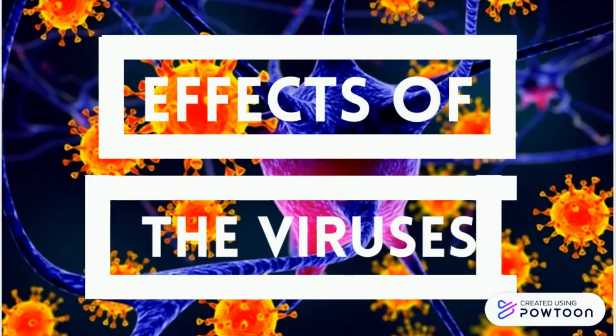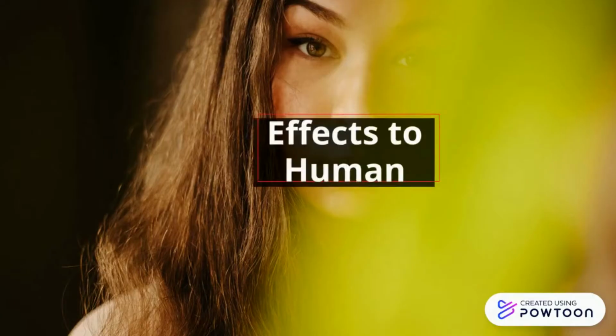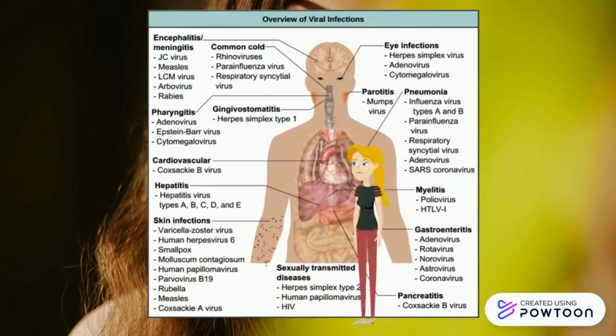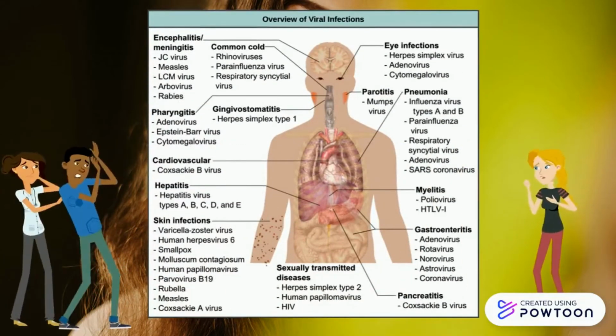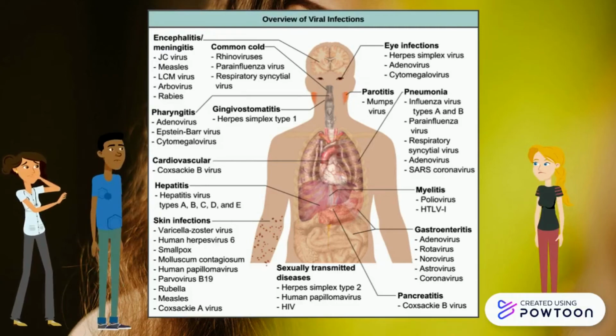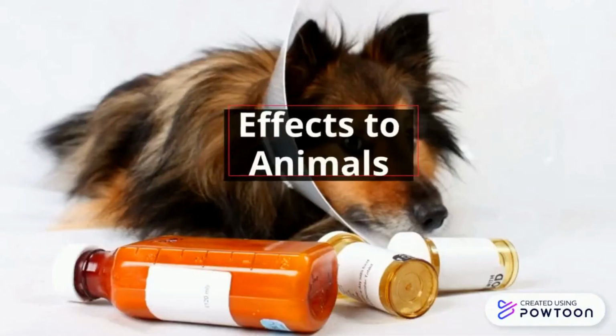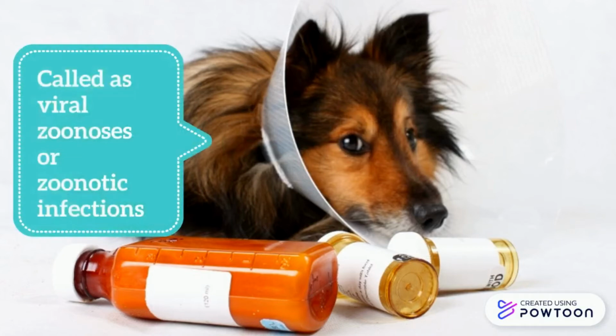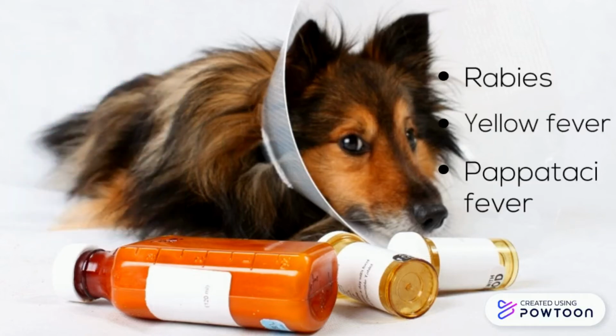Next are the effects of viruses. First is the effects on humans. There are meningitis, common cold, pharyngitis, gingival stomatitis, cardiovascular diseases, hepatitis, skin infections, eye infections, parotitis, pneumonia, myelitis, gastroenteritis, pancreatitis, and sexually transmitted diseases. Second is the effects on animals. It is called viral zoonoses or zoonotic infections. There are rabies, yellow fever, and hepatitis C fever.